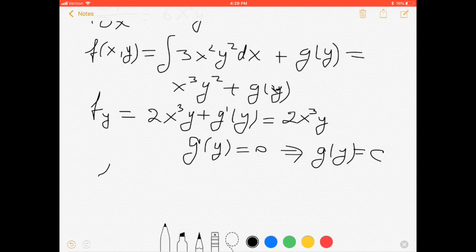And my potential function will be x cubed y squared plus c. Okay, great. Next question.